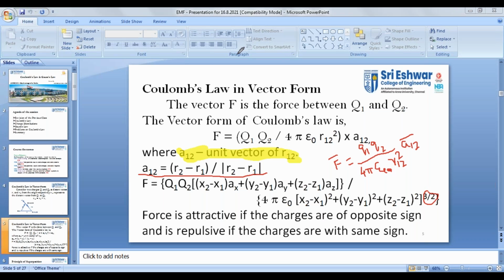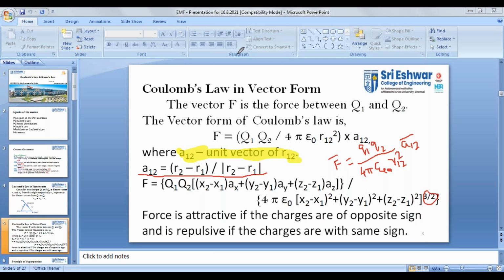But the 3 by 2 is coming due to A12. In A12, what is actually available is modulus of R2 minus R1. Modulus means a square root is there also, right? So where there is a square root, we get a power of half. There is already a whole square, and adding another half to it, we get 1.5. That 1.5 as an improper fraction is 3 by 2.